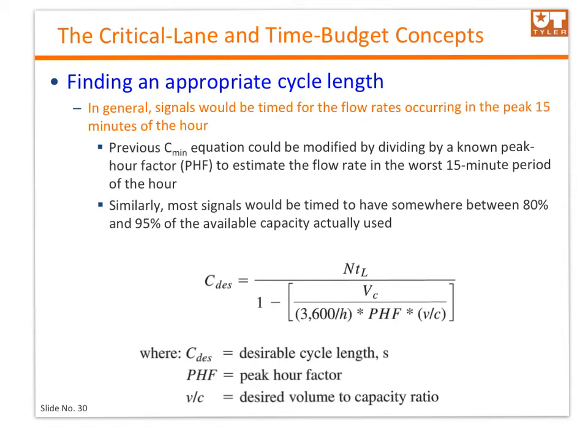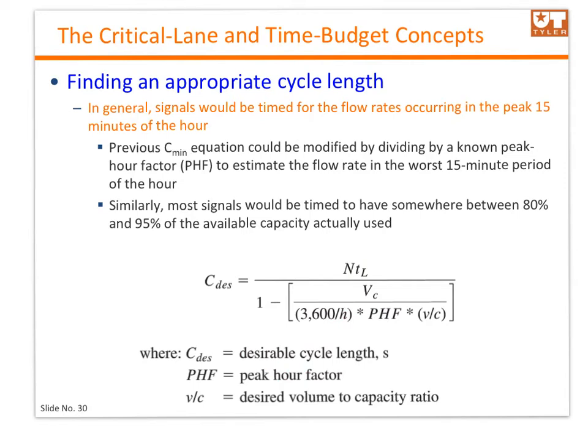Therefore, we're going to modify the C minimum equation into a more reliable equation, which is CDES, C desired, the desired cycle length. The desired cycle length is simply n times TL, the number of phases per cycle times the lost time per phase, over, and now we're doing 2 modifications here, 1 minus VC, same thing, 3600 over H, that's the same, and now we're including PHF, the peak hour factor that we need to include.